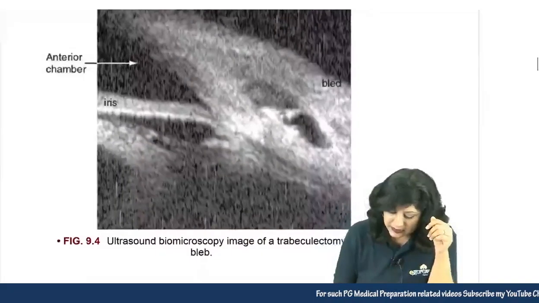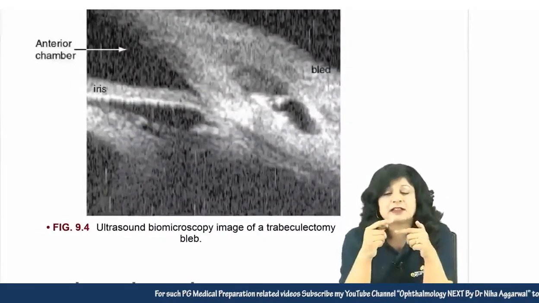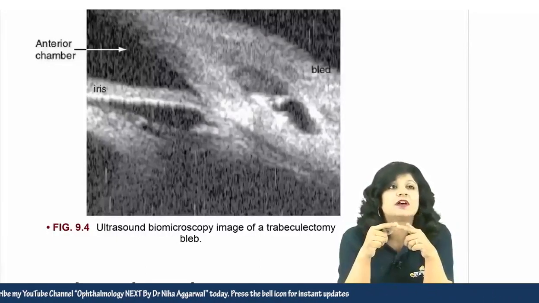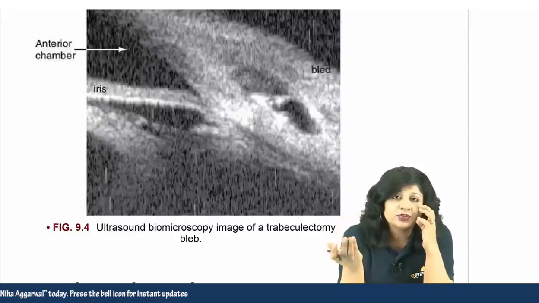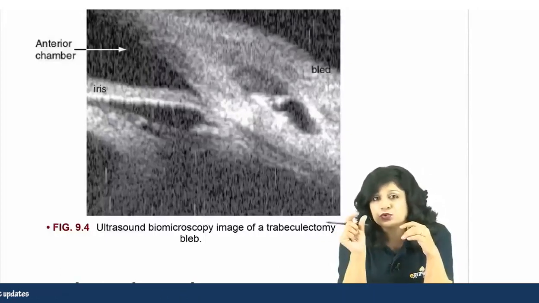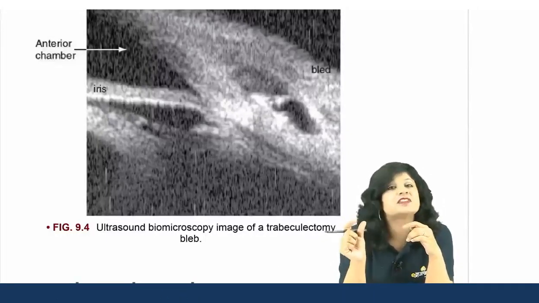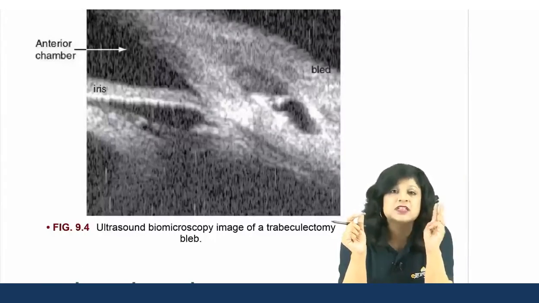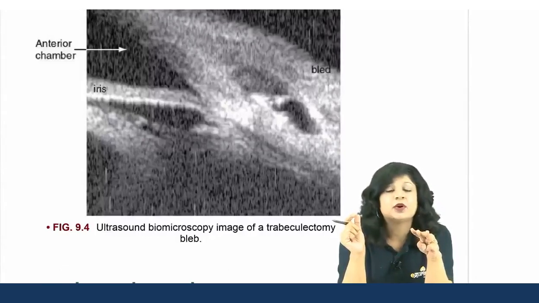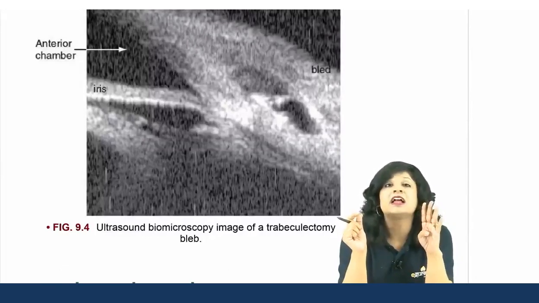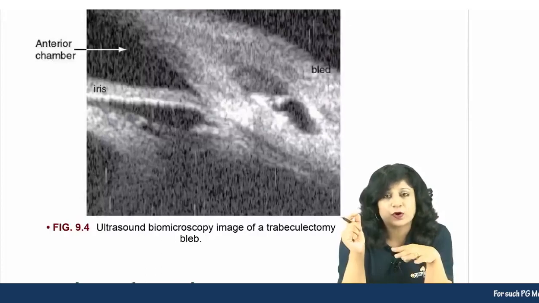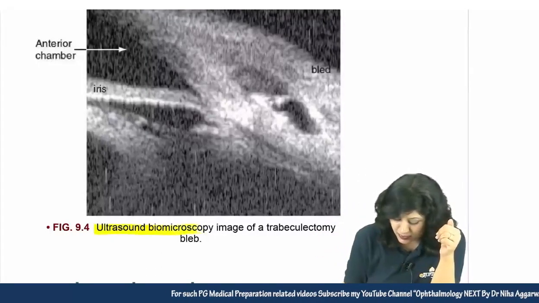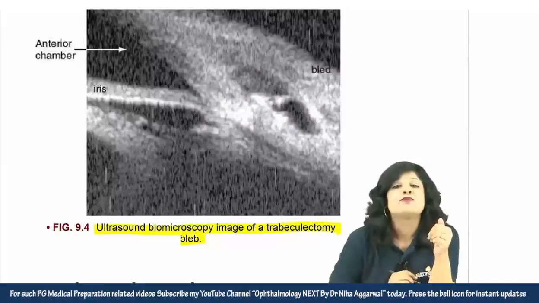So a bleb means that filtering bleb that we make in trabeculectomy. They can ask you, suppose we have a person who has undergone trabeculectomy, and I want to check that filtering bleb, then which investigation should I do? Whether I should do the slit lamp, anterior segment OCT, or the OCT only, or go with the ultrasound biomicroscopy, or do an A scan, just the B scan. Your answer will be the ultrasound biomicroscopy, as that can show me the filtering bleb too.